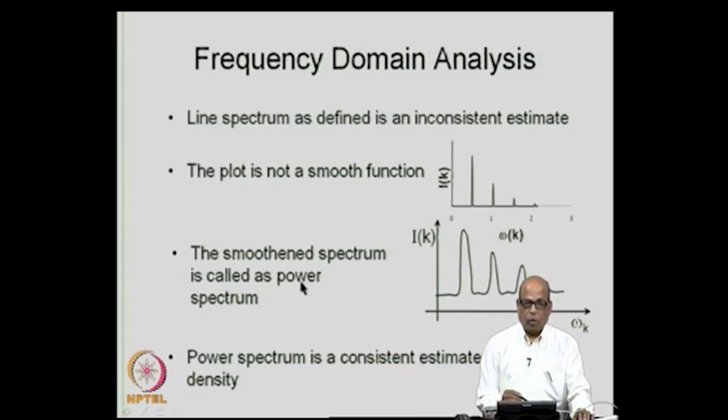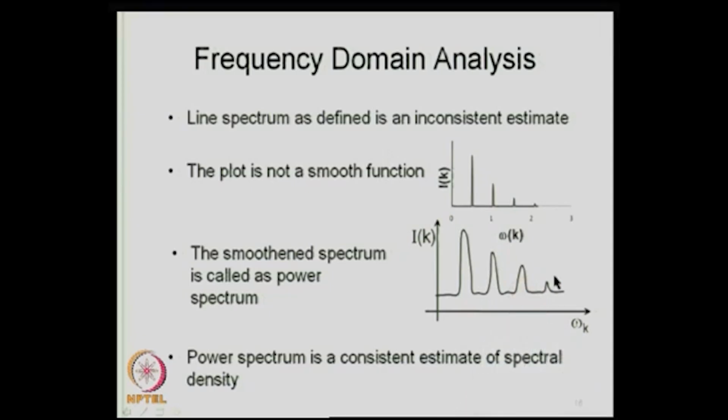This is generally called, in hydrologic literature at least, the power spectrum. So, the smoothened spectrum is called the power spectrum. For the same graph, it may appear something like this, so you may have smoothened values. The power spectrum as we defined just now is a consistent estimate of the spectral density.